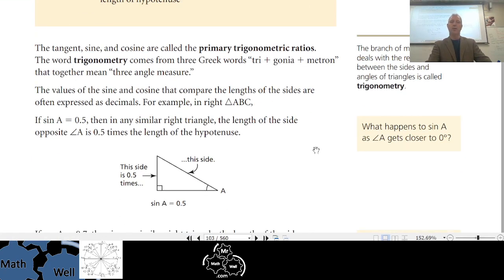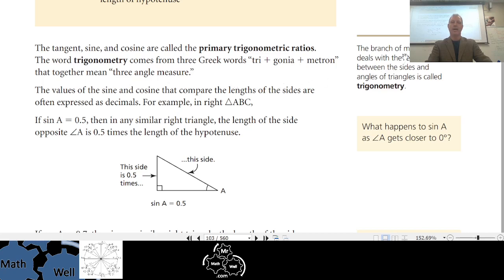I mentioned this before, primary trig ratios. Primary trig ratios are the sine, cosine, and tangent. Sine, cos, tan. Those are the primary trig ratios. The word trigonometry has three parts to it. It comes from the Greek words trigonon and metron. So that is three-angle measure.